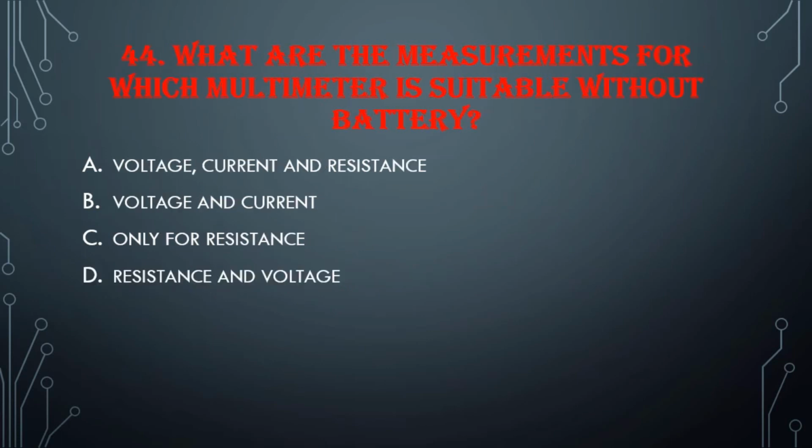The next question for you all, my friends, is: what are the measurements for which a multimeter is suitable without battery? The options are A. Voltage, current and resistance. B. Voltage and current. C. Only for resistance. D. Resistance and voltage. And your time starts now.